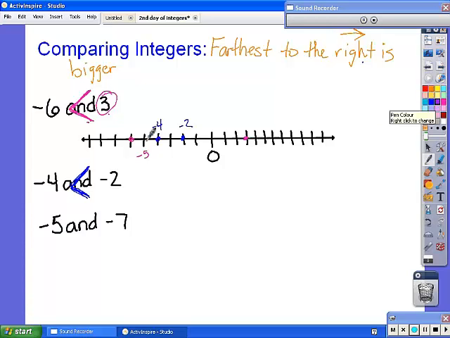So the next one, negative 5 and negative 7. Okay, negative 5 is further to the right, so that means negative 5 is bigger, so negative 5 is greater than negative 7. Again, when you have that negative in front, just think opposite, because if you really compared 5 and 7, obviously 7 would be bigger, but when you throw that negative, you got to think the opposite in your brain.